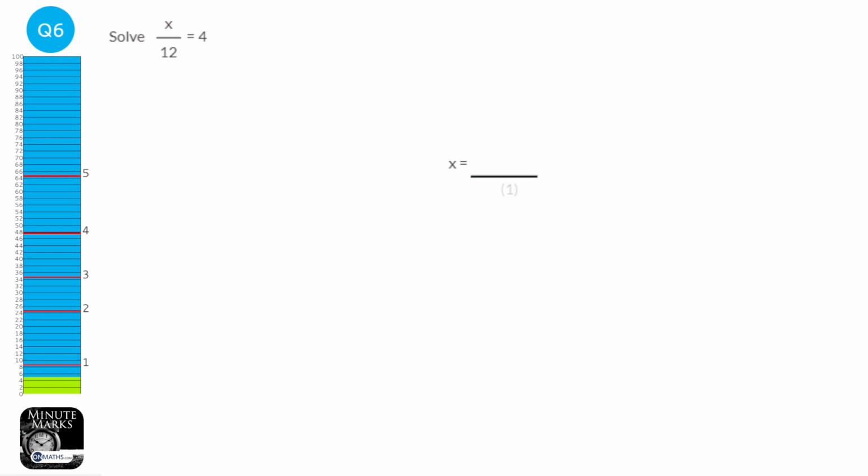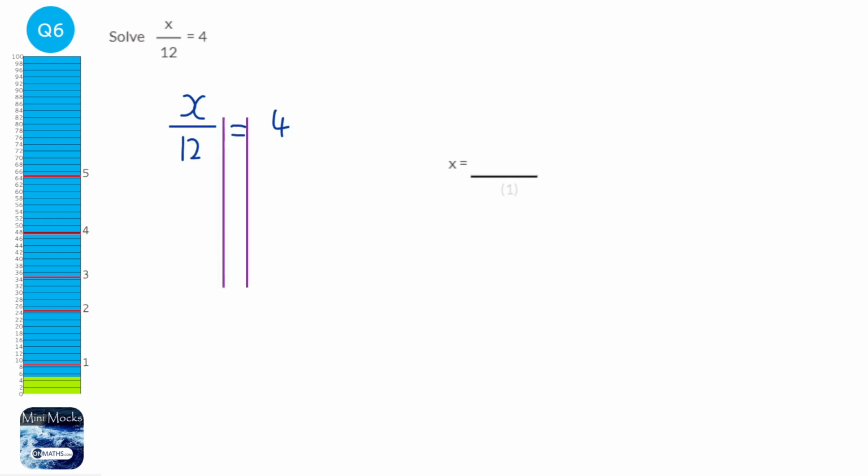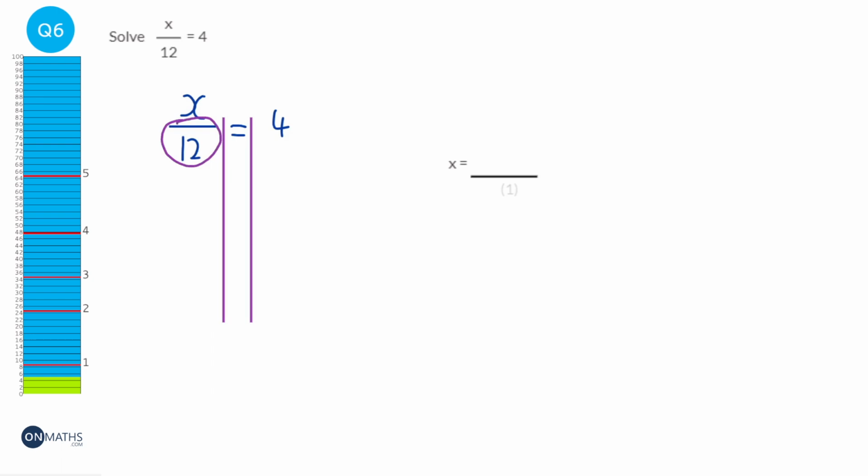I'm going to start just by copying out the question. So we've got x over 12 equals 4, and when we're asked to solve, it means we need to find out what x is. We need x equals, and the method for doing it is just by putting lines either side of the equal sign, our solving lines, and what we need to do is get x on its own on the left hand side. What's stopping x from being on its own? This over 12. What does over 12 mean? Well, it means divide by 12. So how do we get rid of it? Well, we do the opposite, the inverse of divided by 12. What is the opposite of divide by 12?